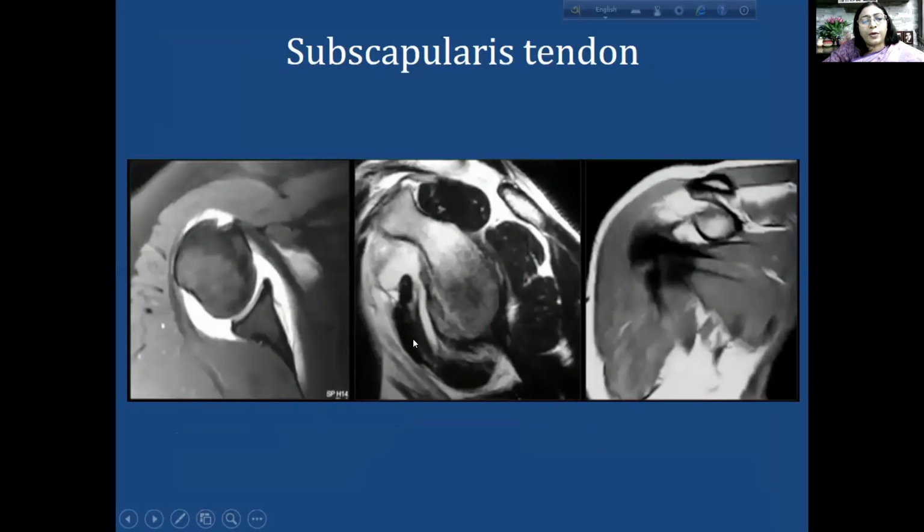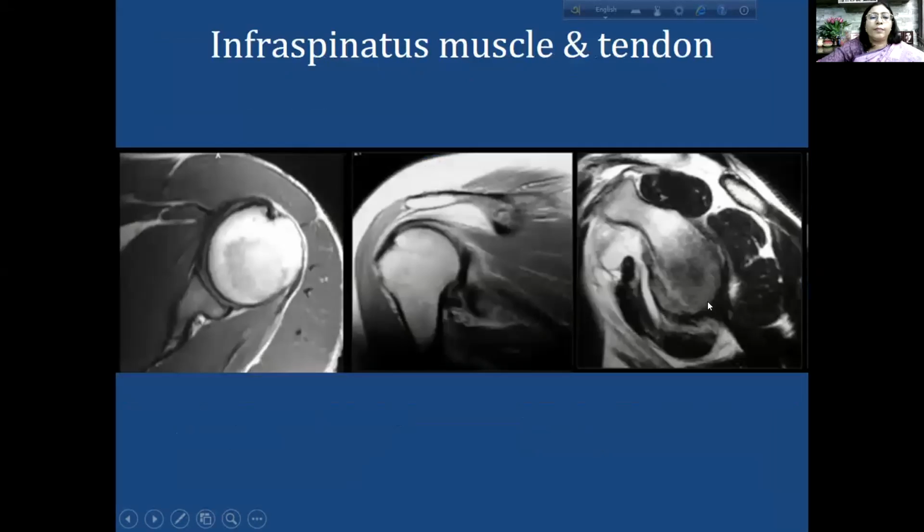This is the subscapularis muscle, this is the coracoid process, and it is also seen in the coronal image. The infraspinatus muscle is also seen in the coronal plane, where the bony landmark is the spine. Below that, this is the infraspinatus muscle and tendon, and in the sagittal image, just below the supraspinatus muscle posteriorly, this is the infraspinatus muscle.